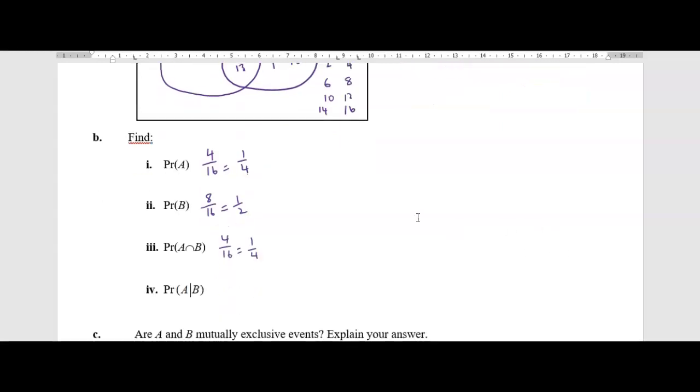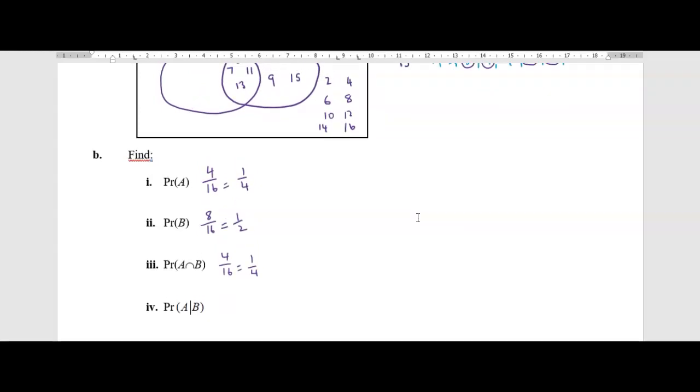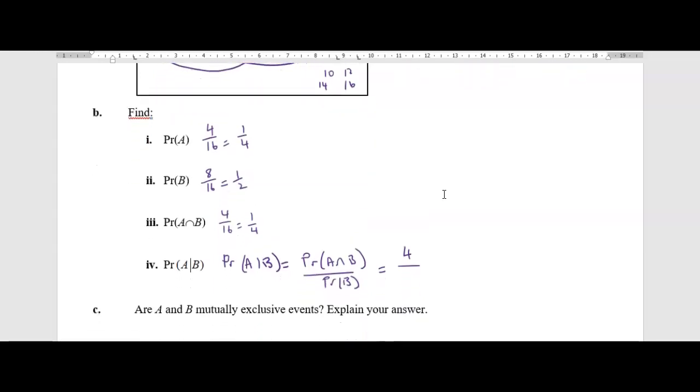The probability of A given B. So again, it's the conditional probability. So the probability of A given B is equal to the probability of A and B over the probability of B, which is going to be 4 over 8, which is going to be a half.